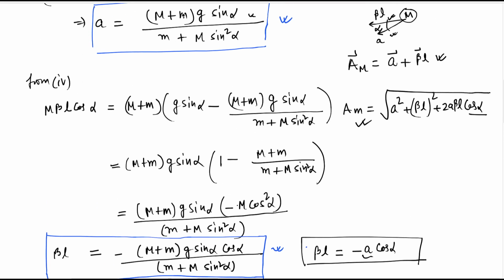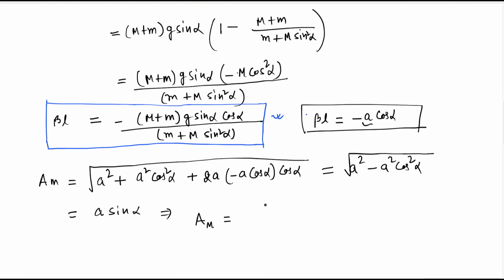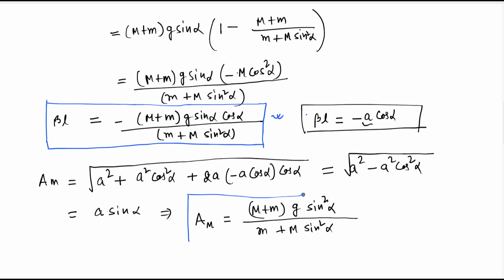And what is a? A is (m plus m) g sine alpha, so (m plus m) g sine square alpha divided by m plus m sine square alpha. This is the final expression for the acceleration of mass m. You should try and compute the tension and the velocity of the ring, or the acceleration of the ring also, at any point t.